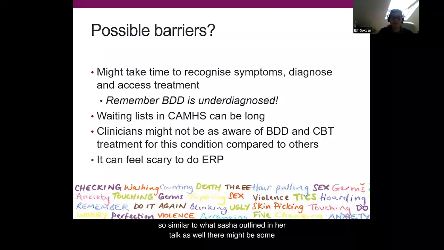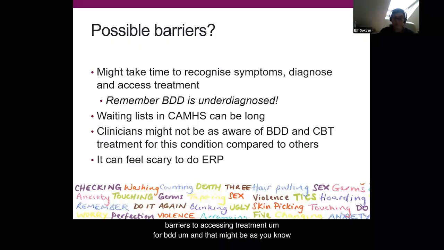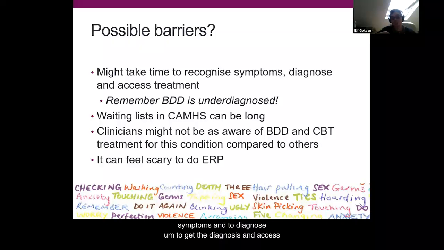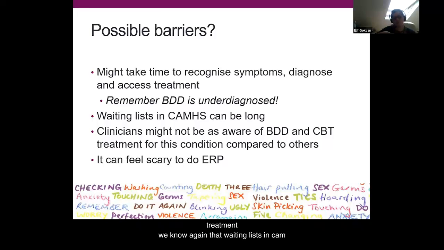So similar to what Sasha outlined in her talk as well, there might be some barriers to accessing treatment for BDD. And that might be, as we've covered, that BDD is underdiagnosed because there are difficulties with who might be aware of BDD at the moment. So it might take time to recognise BDD symptoms and to get the diagnosis and access treatment. We know again that waiting lists in CAMHS services can be long. So once you've been through the process of attending your GP and being put on the CAMHS pathway, there might be a wait for that assessment and for that treatment to start.